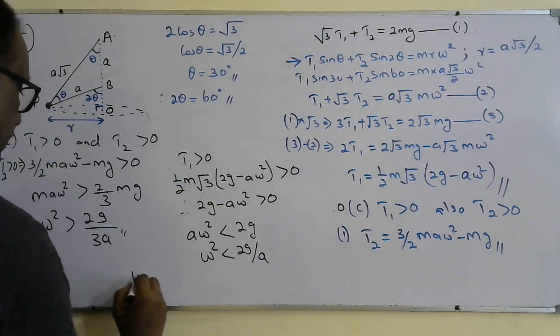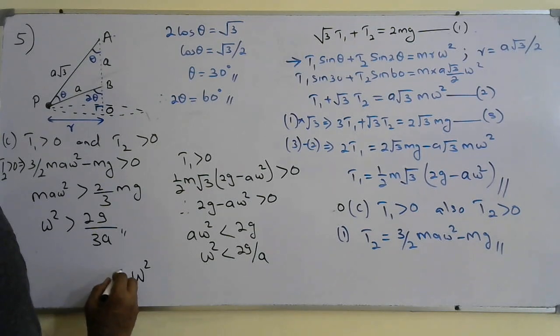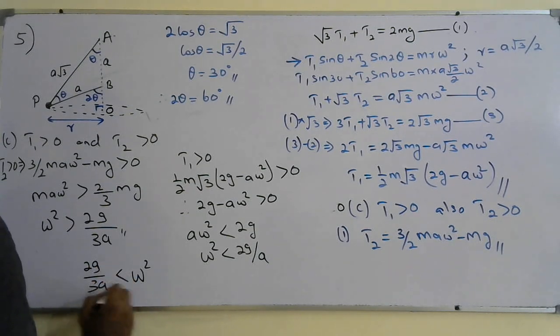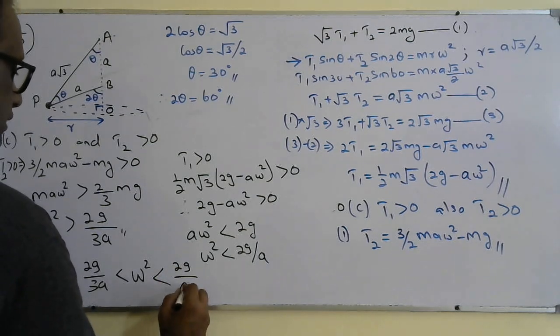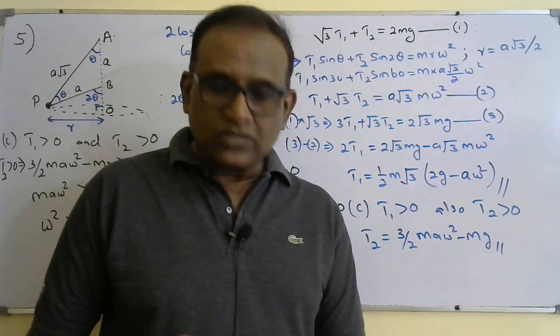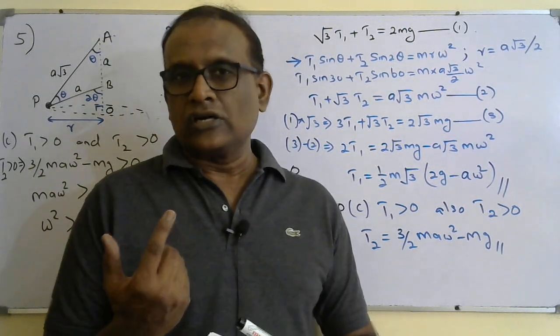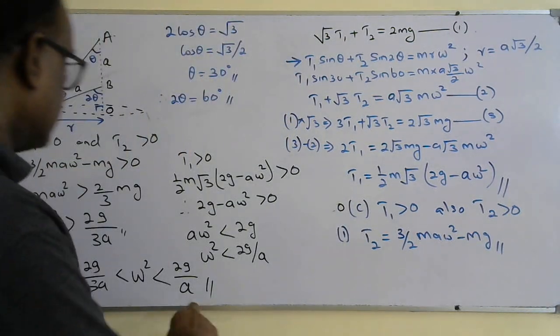So that means omega square greater than 2g over 3a, less than 2g over a. That's the inequality they asked to show. Simple. We need to consider only that the particle is moving in a horizontal circle with the support of two strings. To have that condition, this is the condition.